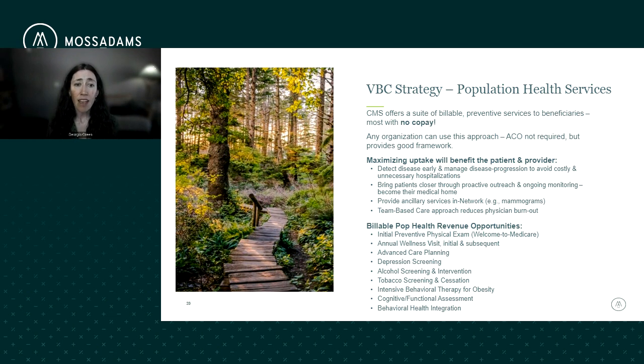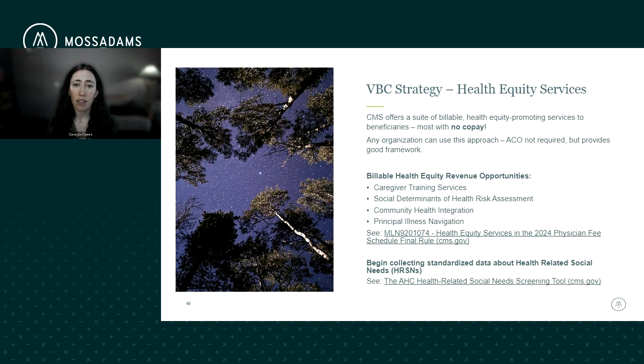And brand new this year in the 2024 physician fee schedule, they've added some of these health equity services as well. So again, no copay on these. Any organization can use them. So take a look at that. If you haven't seen this already, there's a link to the MLN bulletin in there, and you can learn a bit about those as well.